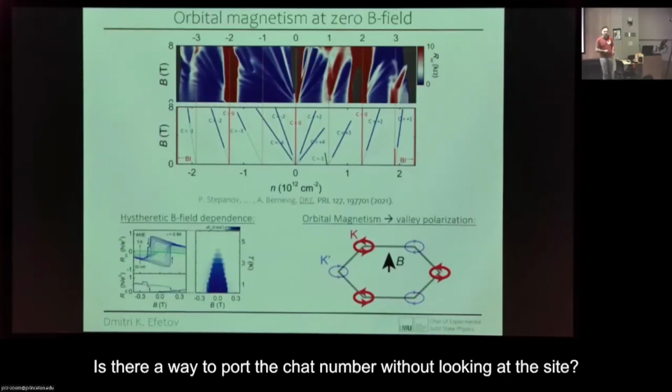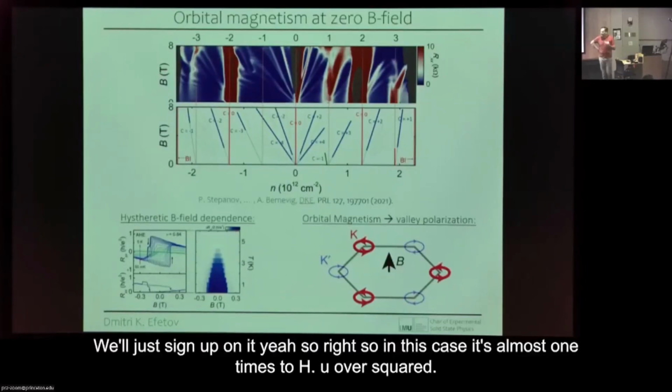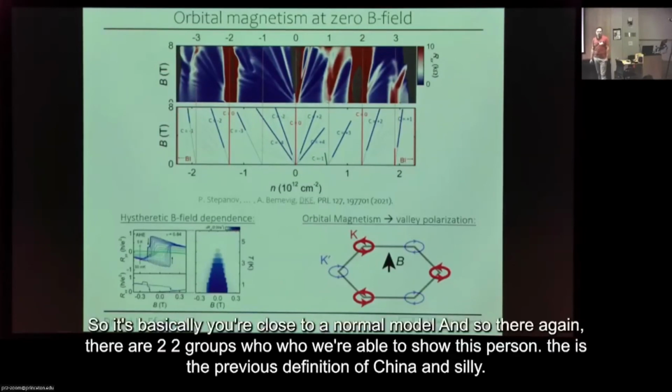Is there a way to probe the Chern number without looking at the slope of this Landau fan? Right. In this case, it's almost quantized to h over e squared, so it's basically close to an anomalous quantum Hall effect. There are two groups who were able to show that this is perfectly quantized as well. Strictly speaking, the previous definition of Chern insulator was always at zero field, so this is the closest to that traditional one. Right.